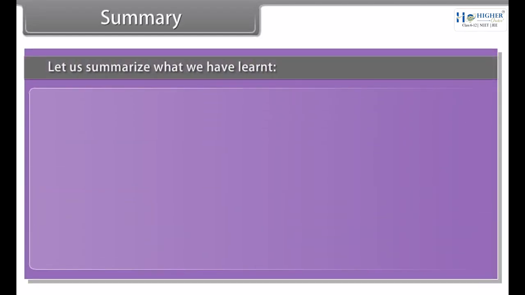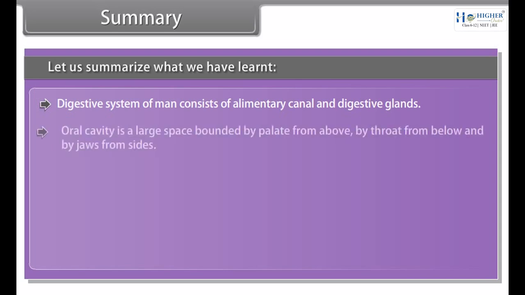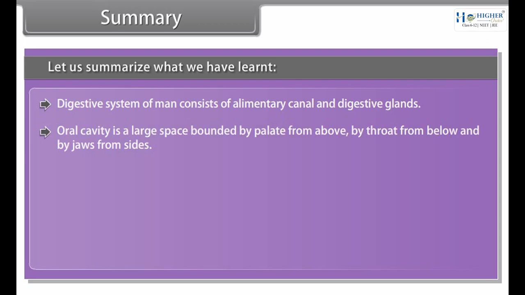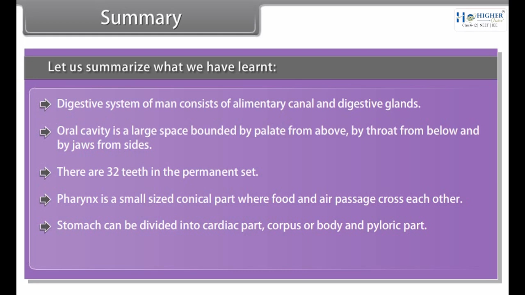Summary. Let us summarize what we have learned. Digestive system of man consists of alimentary canal and digestive glands. Oral cavity is the large space bounded by palate from above, by throat from below, and by jaws from sides. There are 32 teeth in the permanent set. Pharynx is a small-sized conical part where food and air passage cross each other. Stomach can be divided into cardiac part, corpus or body, and pyloric part.